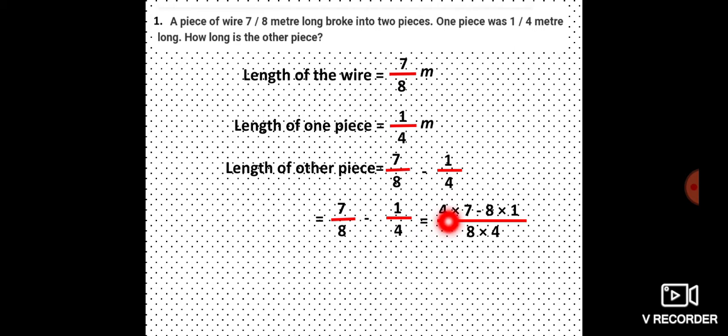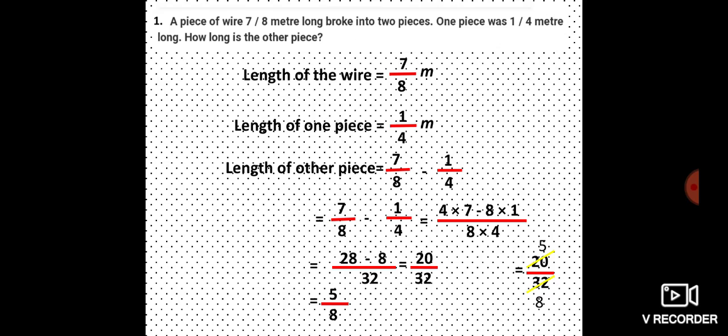4 into 7 is 28 minus 8 into 1 is 8. 8 into 4, 32. 28 minus 8 is 20 by 32. We have to simplify 20 by 32 like this. In 20, how many 4? 5 4s. In 32, how many 4? 8 4s. So, the answer should be 5 by 8 meter. So, the length of the other piece equal to 5 by 8 meter.